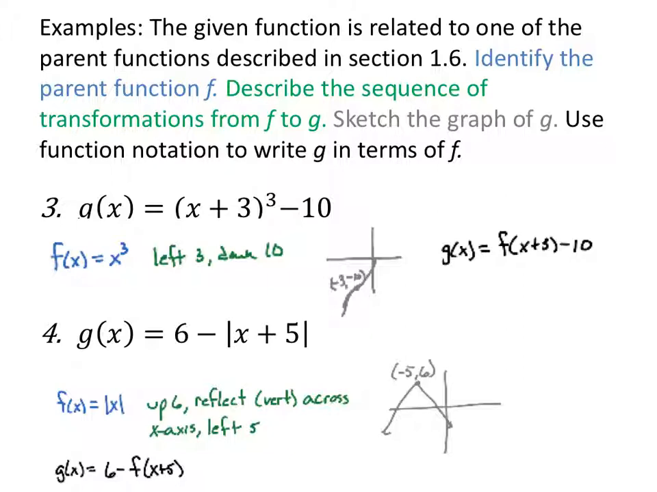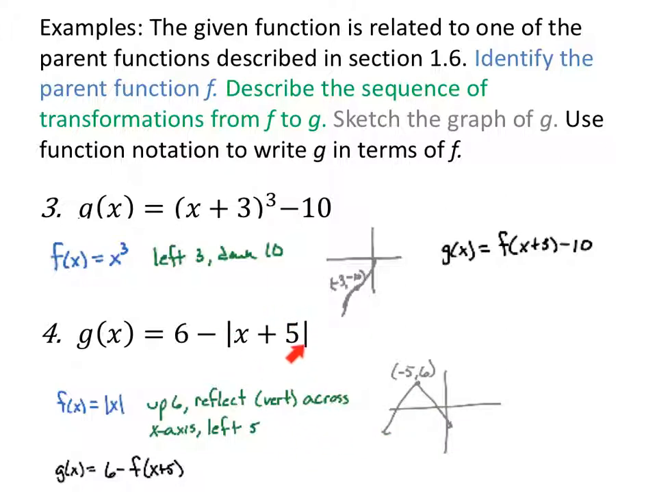One more. g of x equals 6 minus the absolute value of x plus 5. What's the function going on? What's the operation? It's the absolute value. So f of x, our parent function, is the absolute value of x. The 6 tells us to go up 6. The minus sign on the outside is a reflection, a vertical reflection that goes across the x-axis. And we go left 5, right? Adding 5 to the x directly tells us to go left 5. Left 5, up 6, reflected.